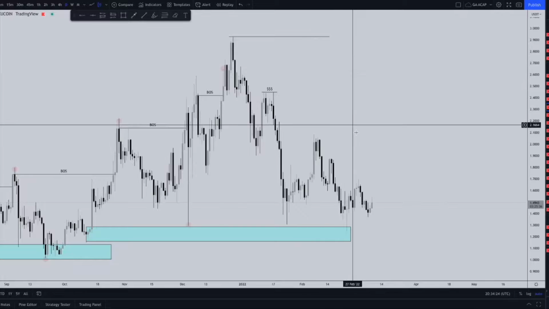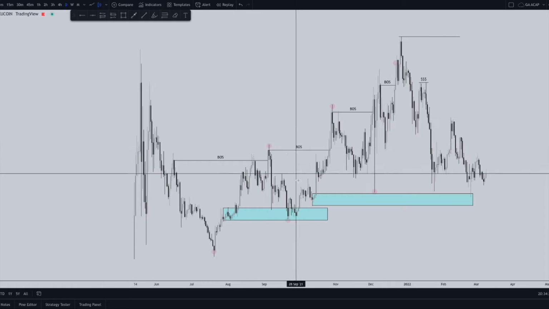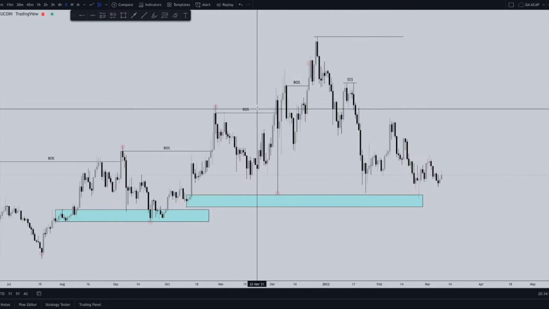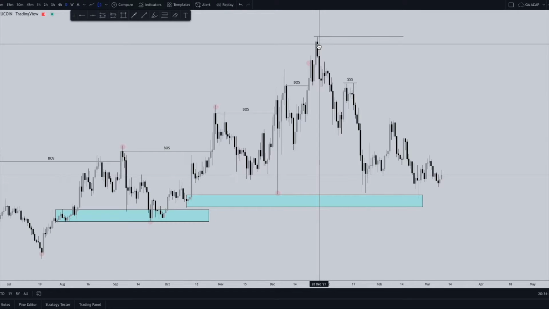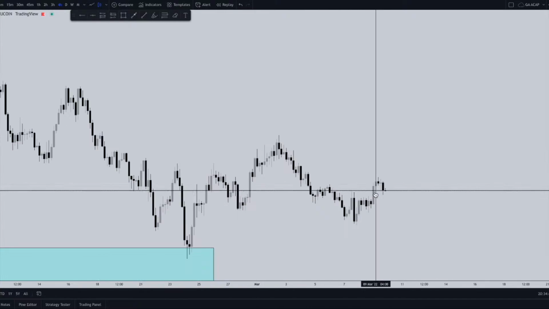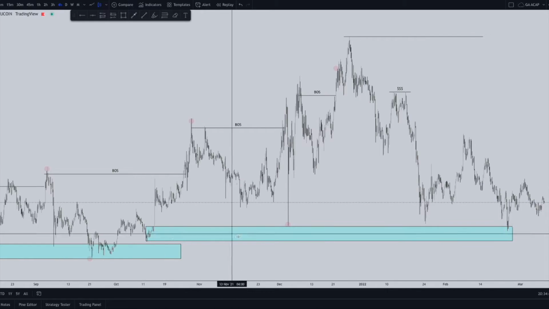But if we go over to TradingView to look at Polygon, you can see here that Polygon was in a very strong bullish momentum up until the 20th of December, and then price started to become bearish. But if we drop into the lower time frame, we can see that price did tap into this very strong demand zone.